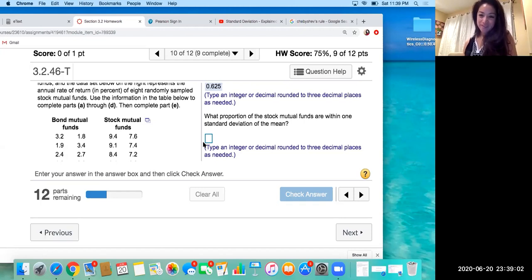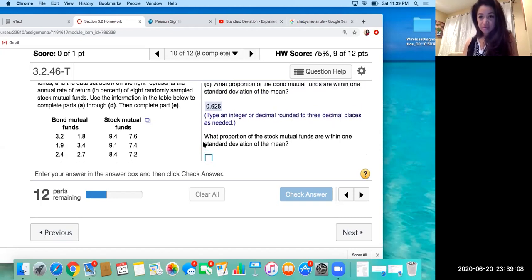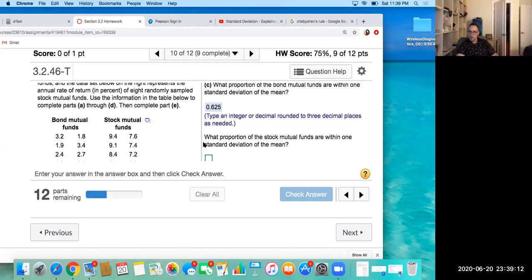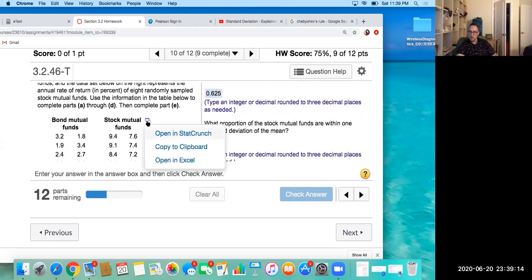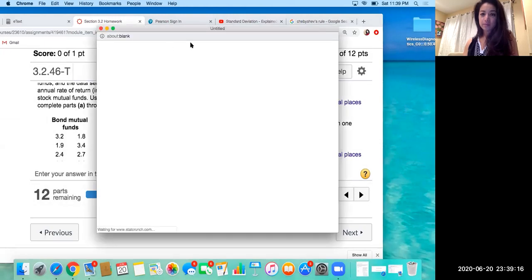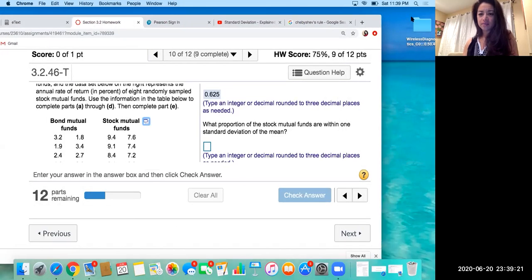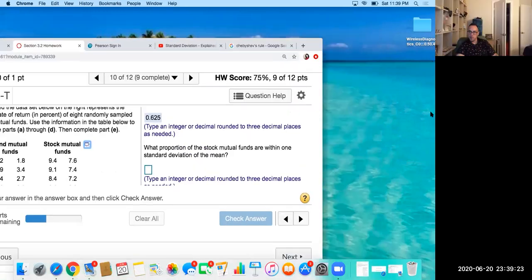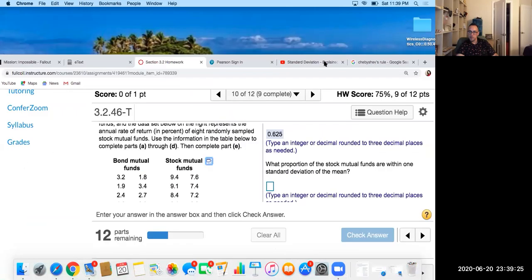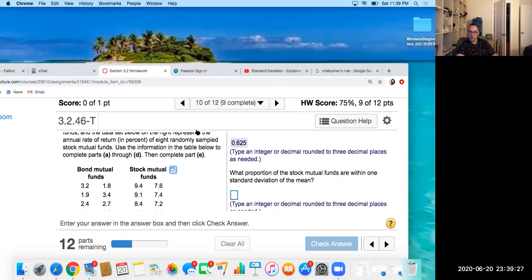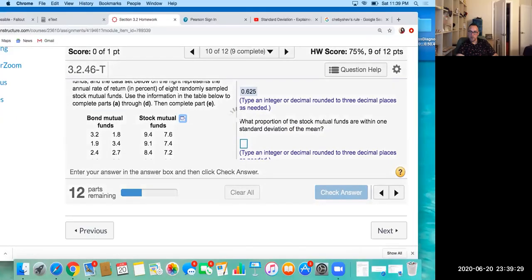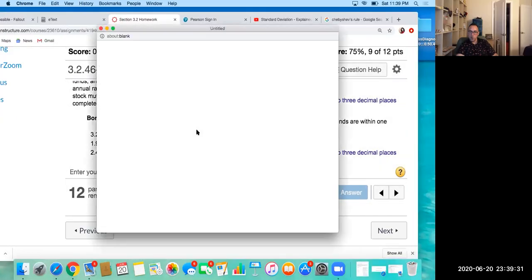What proportion of the stock mutual funds are within one standard deviation? So I'm doing the same, but for the other one, correct? Yeah. Okay, no. Where's the other one? Did I close it out? Probably. But you have to find the mean and the standard deviation first. We already found them, right? We have.